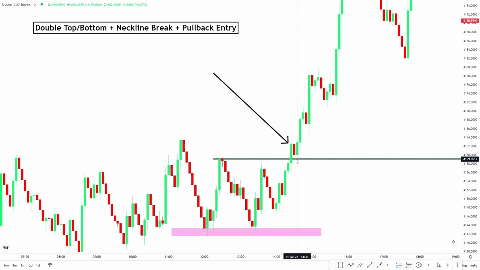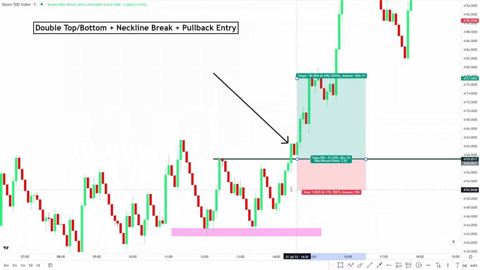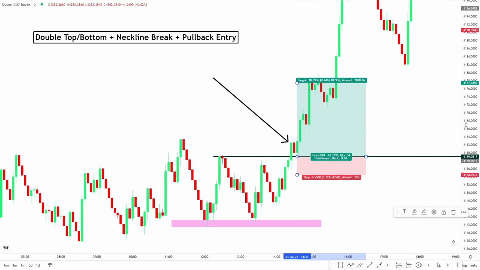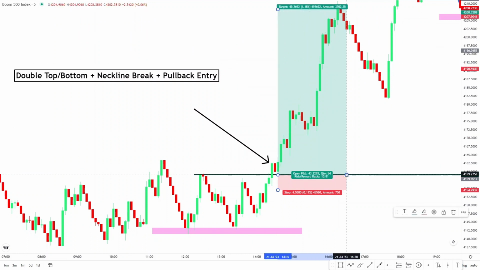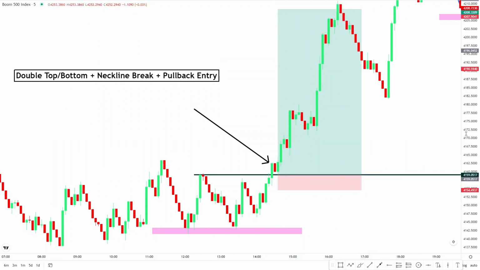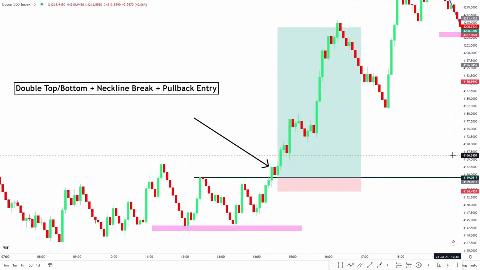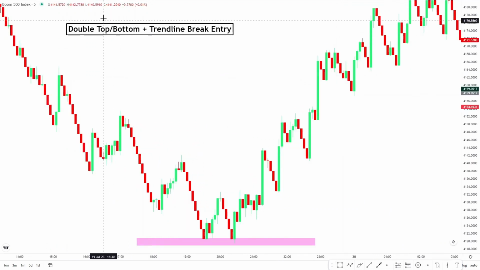And this is one of my favorite entries because most of the time this particular entry will give you no to less drawdown in the market, because you're just taking a very good sniper entry right here, and then you take your buy trade. Let's have a look at the third and last double top or bottom type of entry.